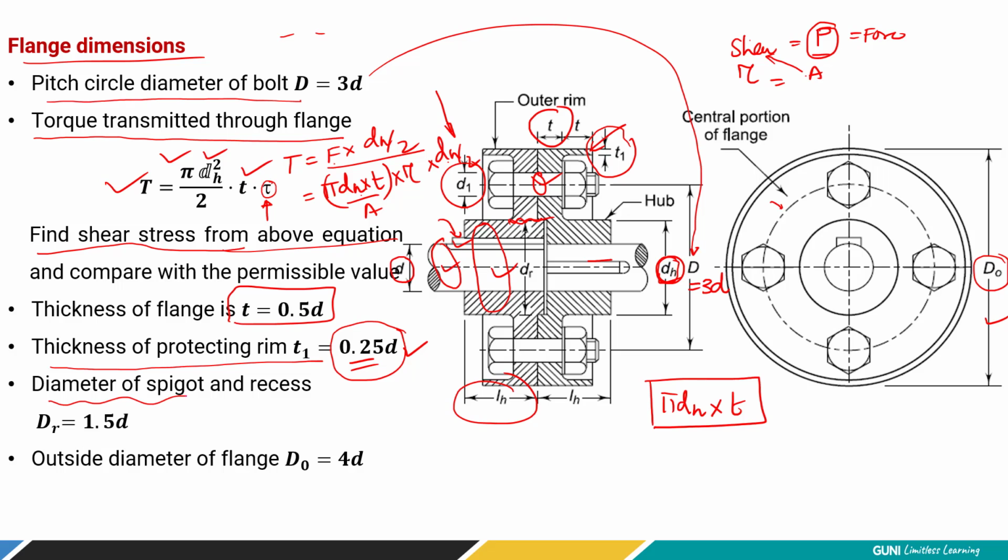Now, diameter of spigot recess. What exactly is this? Try to understand. To have a proper aligned assembly, we have a small projected part, like a male-female assembly. This small projected disc-like structure and the female-like structure, a hollow opposite recess, will help you to align two flanges with the shaft, right?